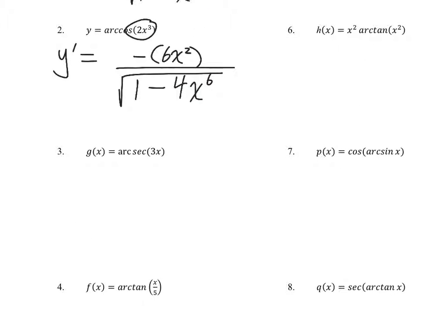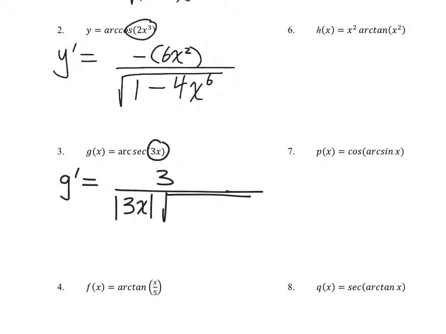Arc secant, u prime. So 3 over absolute 3x. And then u squared minus 1, so 9x squared minus 1.